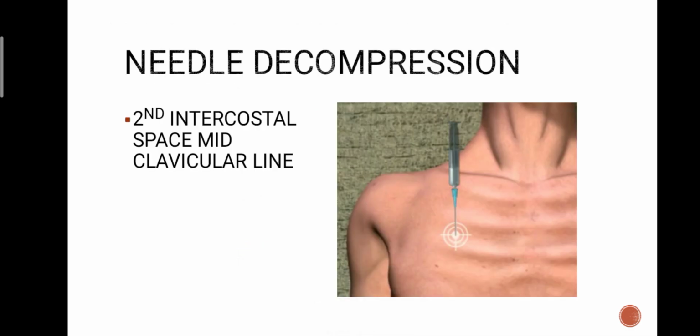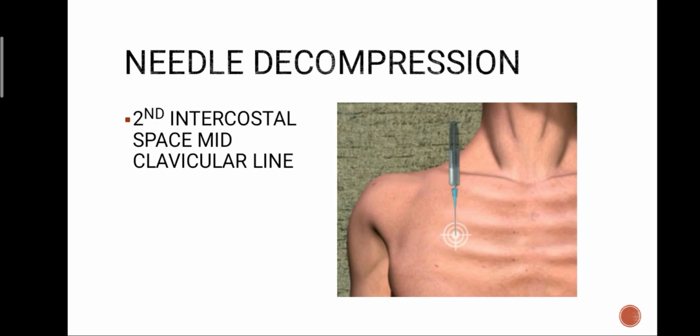Then for the needle decompression, it is usually done in the cases of tension pneumothorax. It is usually done in the second intercostal space. If you see, this is the first rib and second rib. So between them is the first intercostal space. Then between the second rib and third rib is the second intercostal space. In the second intercostal space, at the mid-clavicular line, this is the clavicle, and in the middle of the clavicle there is an imaginary line passing by.